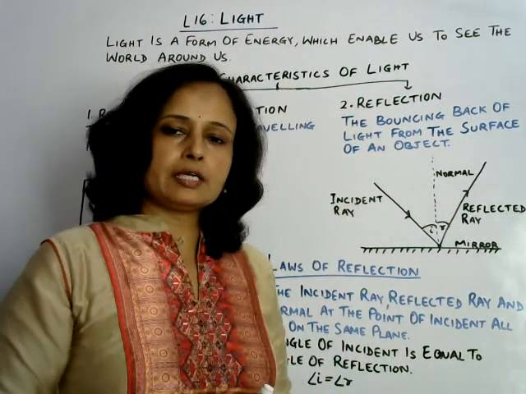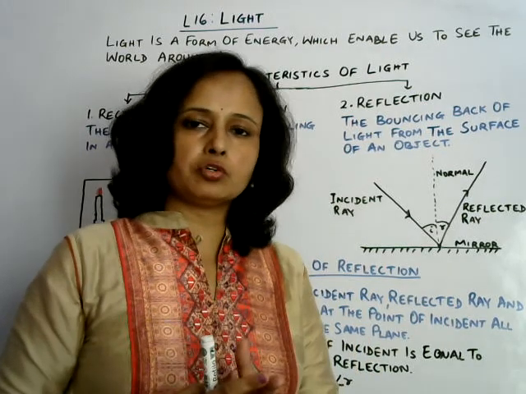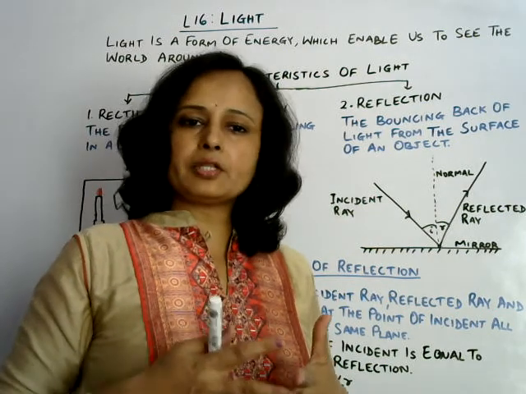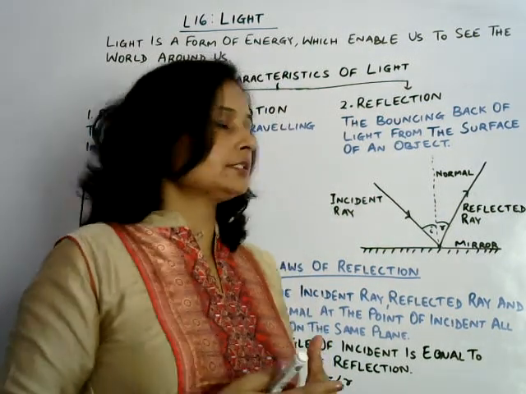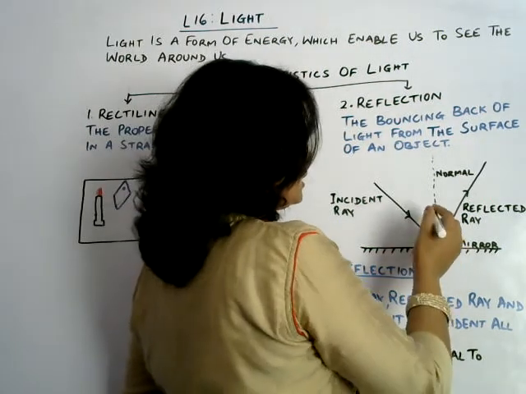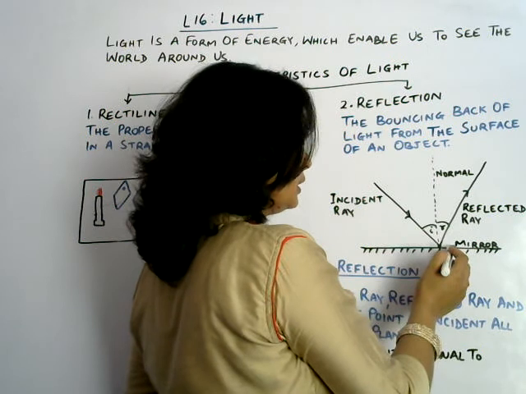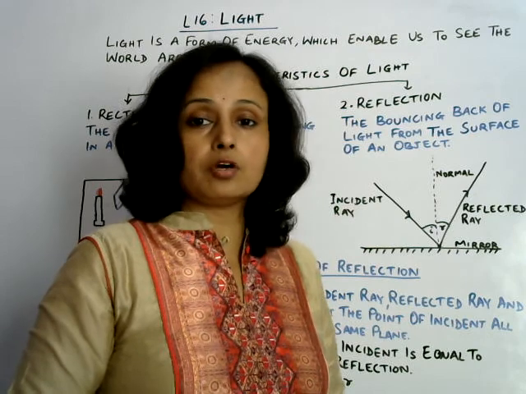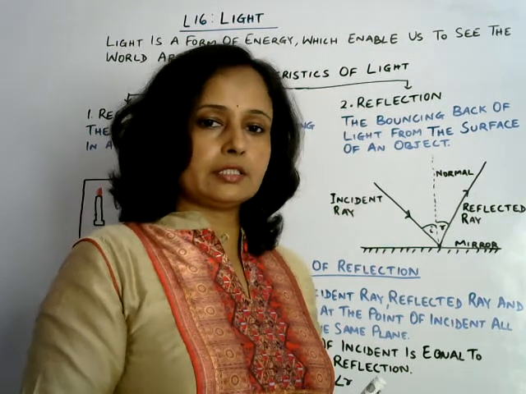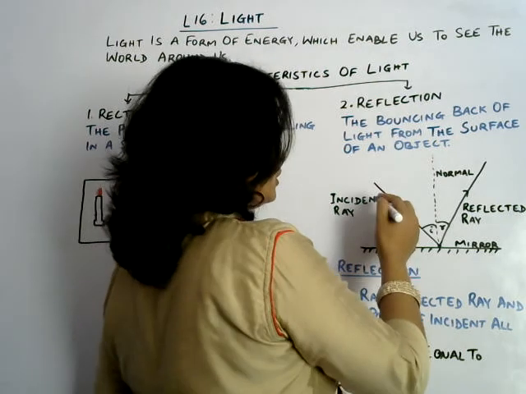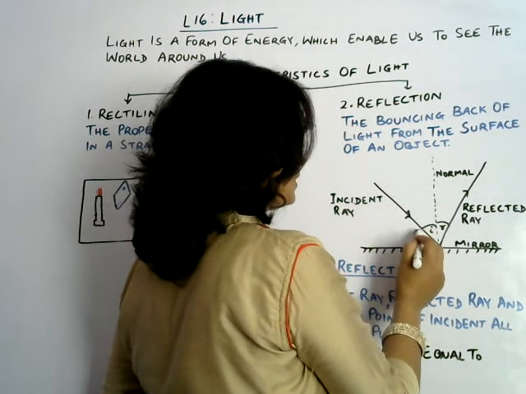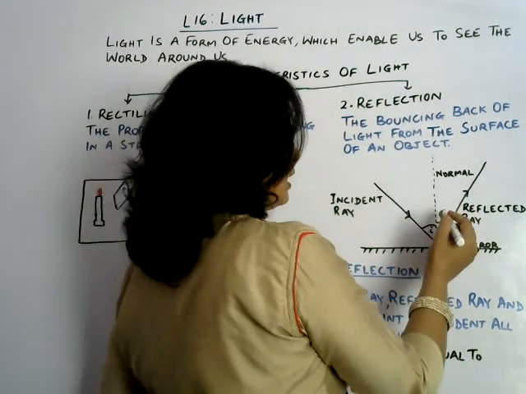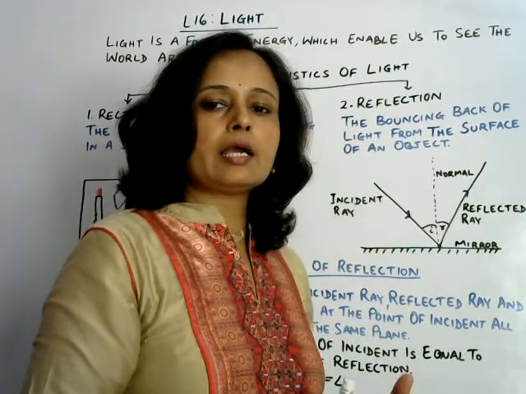So what is reflection of light? The incident ray is the light ray that falls on any surface. And what is the reflected ray? The light ray that bounces back from that surface is called the reflected ray. Now there is an imaginary line called the normal that is perpendicular at the point of incidence. The point of incidence is the point where the incident ray falls, and from there the reflected ray bounces back. Due to this reflection, an angle is formed between the normal and the incident ray, called the angle of incidence, and between the normal and the reflected ray, called the angle of reflection.